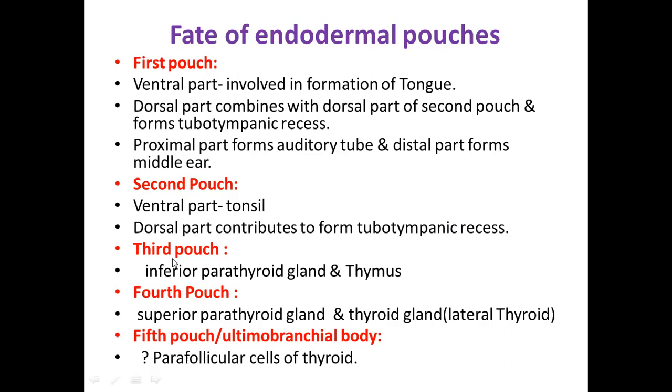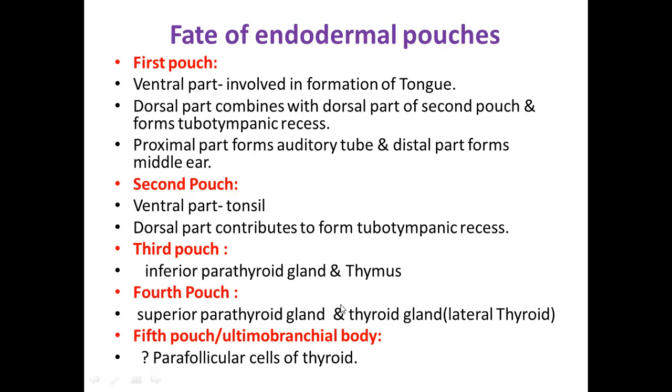The third endodermal pouch is involved in forming one of the parathyroid glands, which is called the inferior, and another lymphatic structure, the thymus. Development of the thymus and all that we'll see in next lectures. While the third pouch involves the inferior parathyroid gland and thymus, the fourth pouch is involved in the formation of the superior parathyroid gland. There are two pairs of parathyroid glands, superior and inferior. They are around the thyroid, hence called parathyroid, on the posterior aspect of the thyroid gland. And also the main thyroid gland is derived from the fourth pouch.